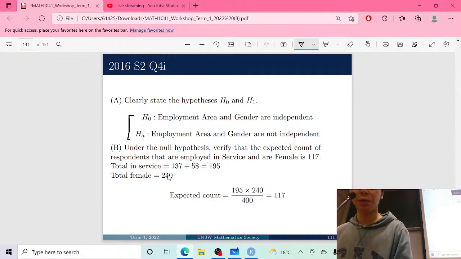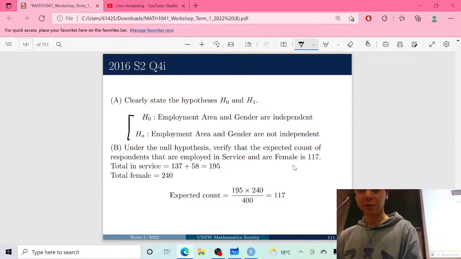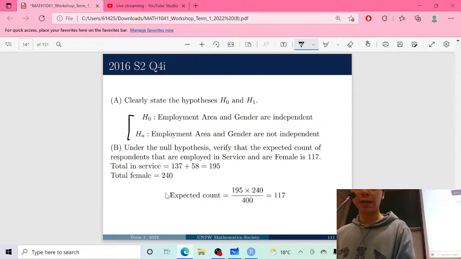So how would you compute, say, the expected count of those employed in service who are female? The idea here is that the expected count is going to be the row total times the column total divided by the number of samples. And then you basically get this here.